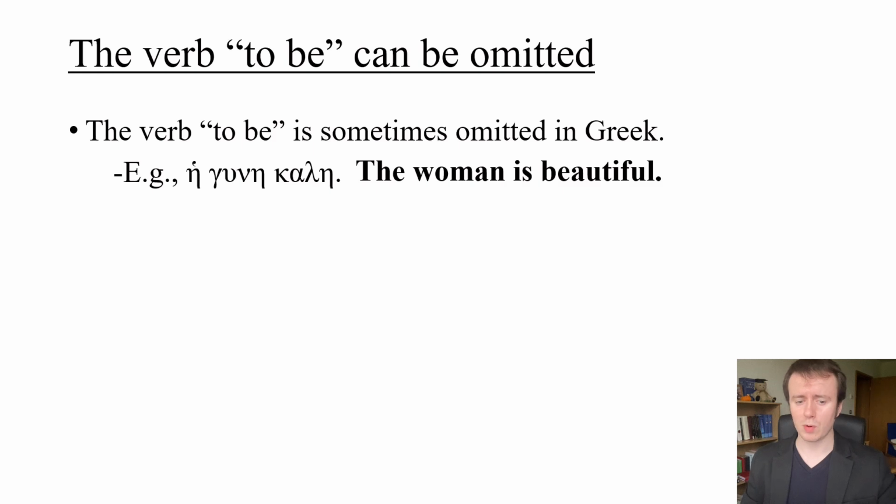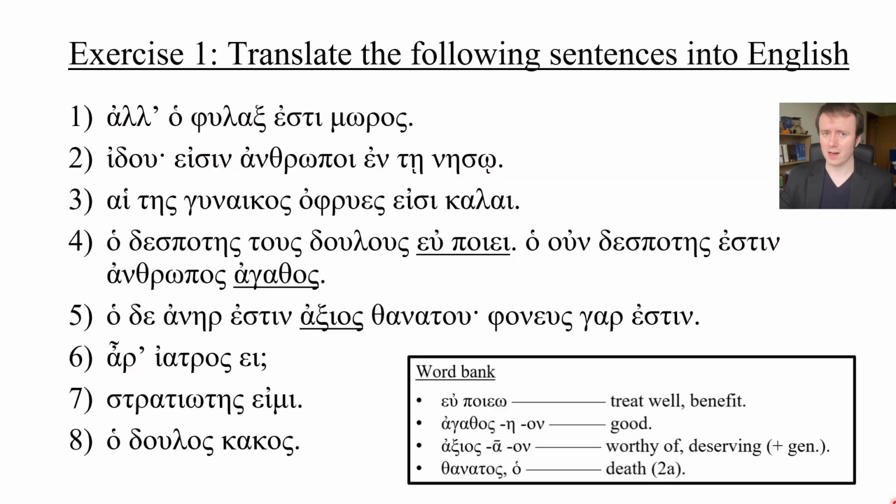Now this tends to happen more frequently with the particular forms estin and eisin, the third person forms of the verb to be in the present indicative, and in particular it happens a lot with proverbs, that is, sayings. The verb to be is also omitted quite a lot in inscriptions. Okay, having explained all of that, here is exercise 1, which asks you to translate these 8 sentences into English.